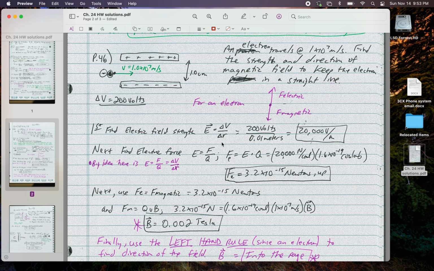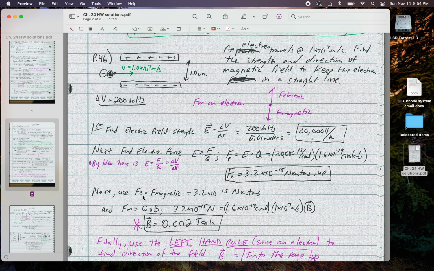First thing I would do is find the electric field strength, and then use that to find the electric force. So this is a big idea in this. If you don't get that, it's going to be hard to do much else, other than get the direction of the field, and you may be drawing a free body diagram.